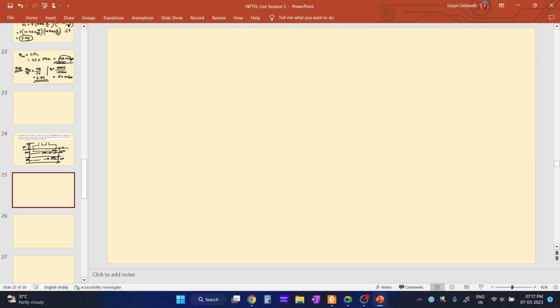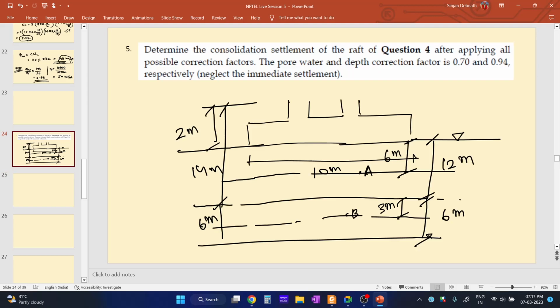So what will be the effective overburden pressure at point A? This is the depth of the water table, and this height is 2 meter. So 2 meter into gamma bulk.